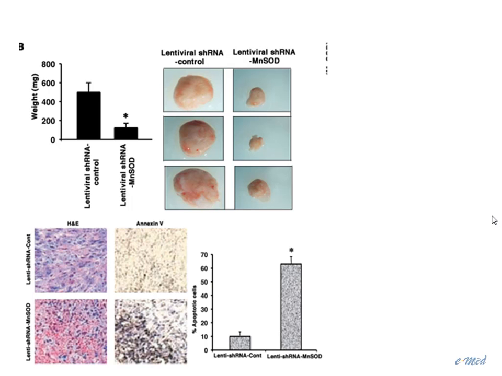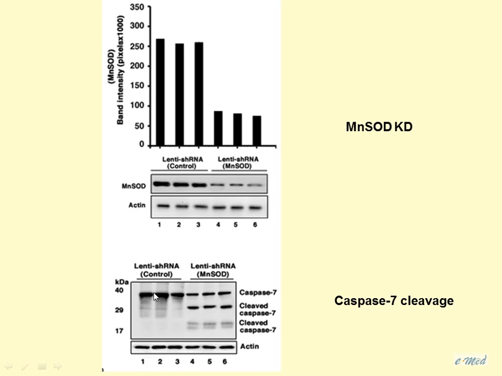And here's a little more data on that. These are comparisons at 8 weeks. If you go out to 10 weeks, you hardly see any tumor whatsoever. This is annexin staining. You can see that this is a tumor that even at 8 weeks is still undergoing apoptosis, as reflected by the annexin staining. And then also we got the MnSOD knockdown by this strategy and caspase-7 cleavage, which is indicative of ongoing cell death.